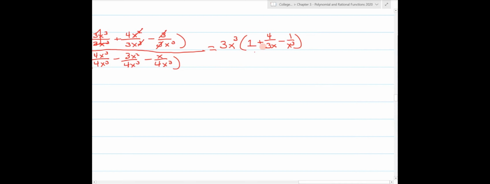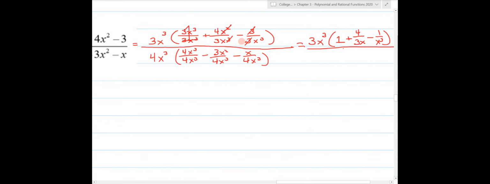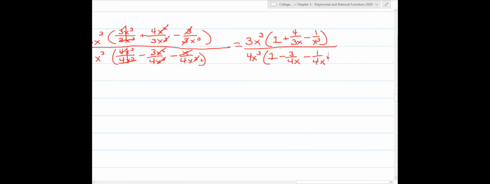And then we'll do the same thing with the bottom. With the bottom, this one here turns into a 1, so I'll have 4x cubed, then a 1, and then these x squareds cancel down there, so I'll have minus 3 over 4x, and now this x will cancel with one of these x's, leave me 2, so I'll have minus 1 over 4x squared. Everybody okay with that?